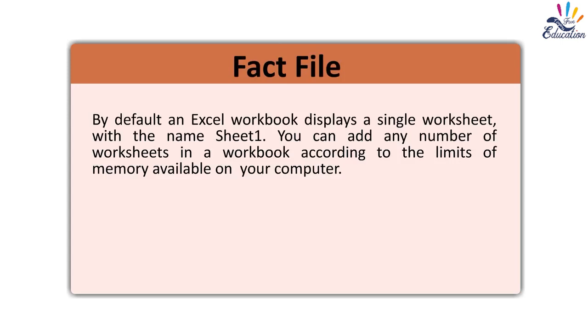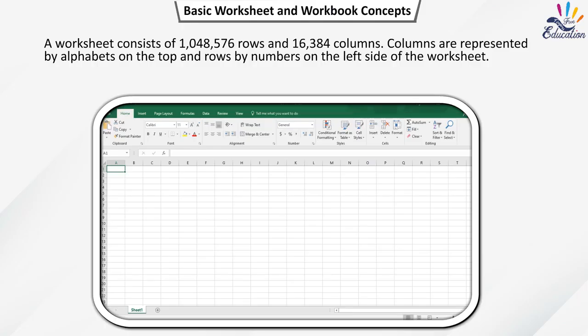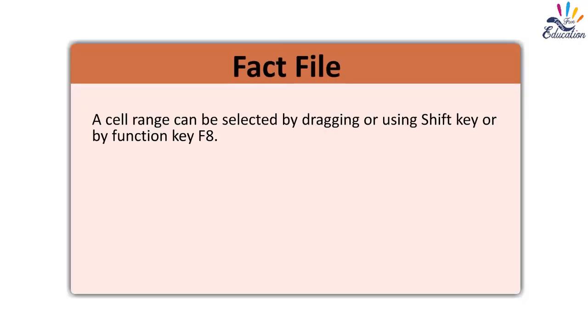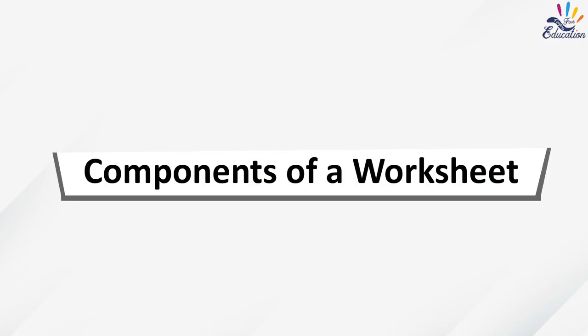Fact file. By default, an Excel workbook displays a single worksheet with the name Sheet 1. You can add any number of worksheets in a workbook according to the limits of memory available on the computer. A worksheet consists of 10,48,576 rows and 16,384 columns. Columns are represented by alphabets on the top and rows by numbers on the left side of the worksheet. Fact file. A cell range can be selected by dragging, using the Shift key, or using function key F8.